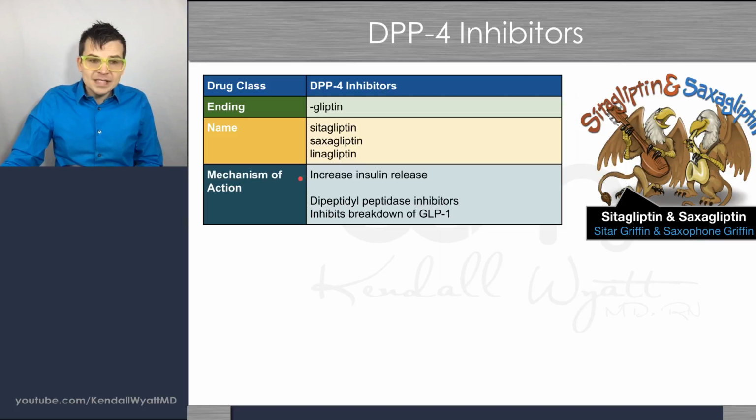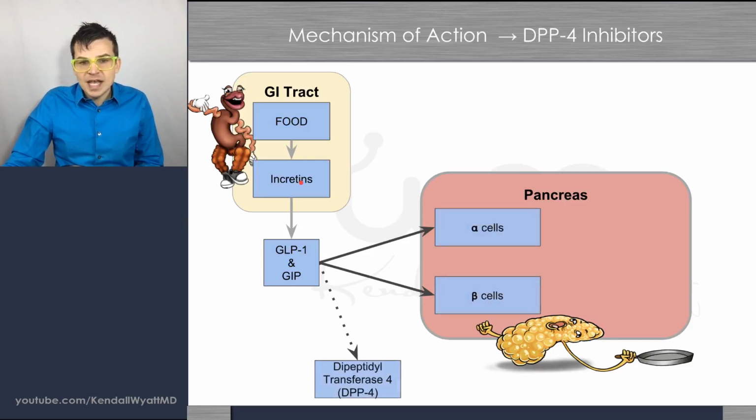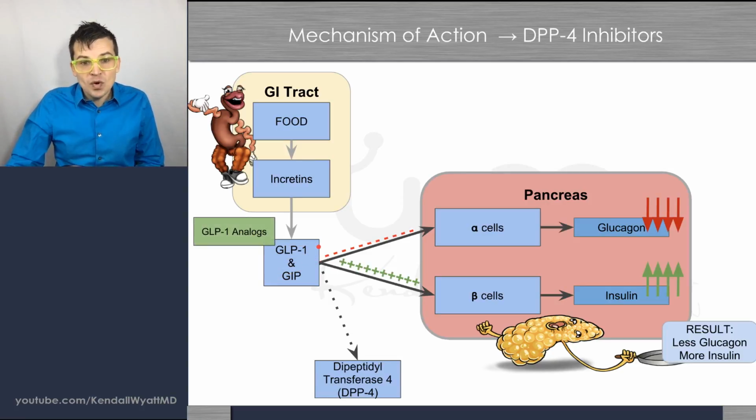Now, I'm not going to go into great detail on this mechanism of action, but you can see here again, it works the same way. So you end up with less glucagon and more insulin, because our GLP-1 analogs work right here to actually stimulate GLP-1, and our DPP-4 inhibitors prevent GLP-1 from being broken down.